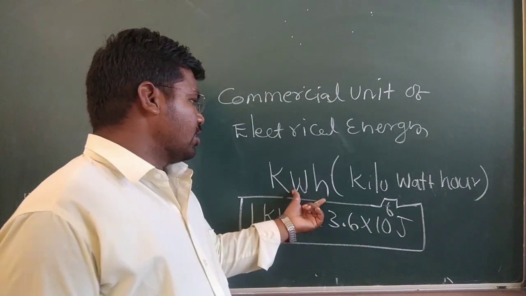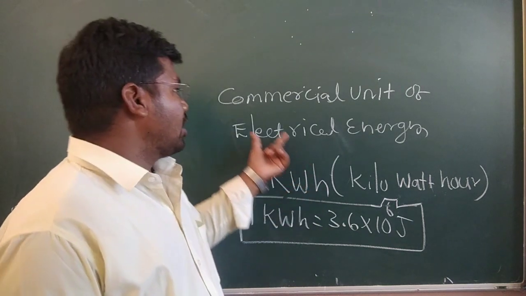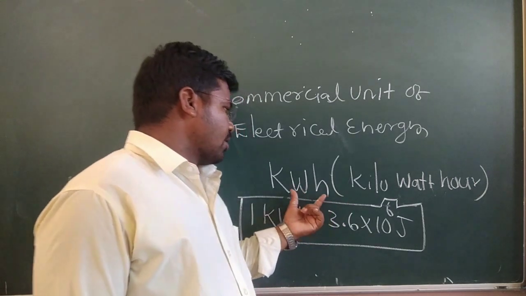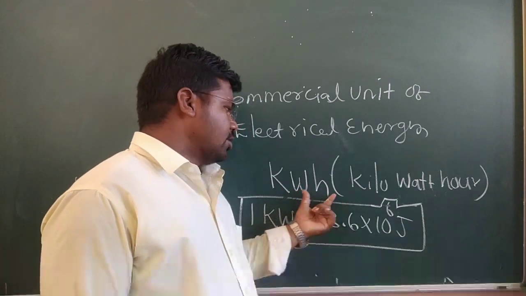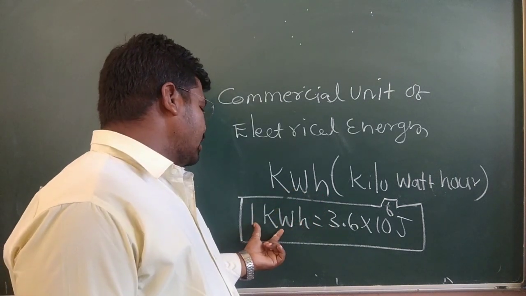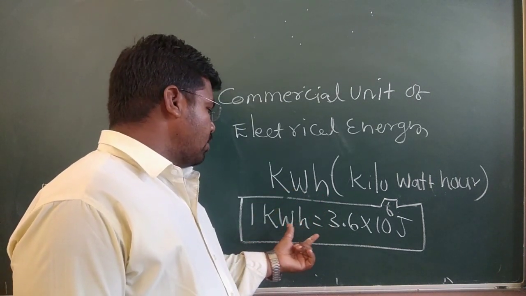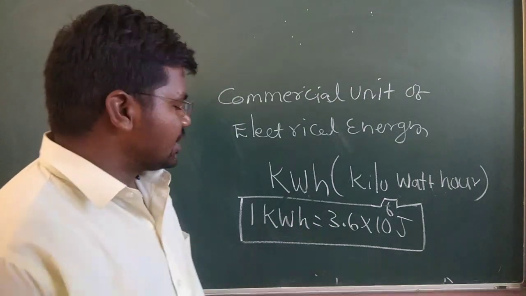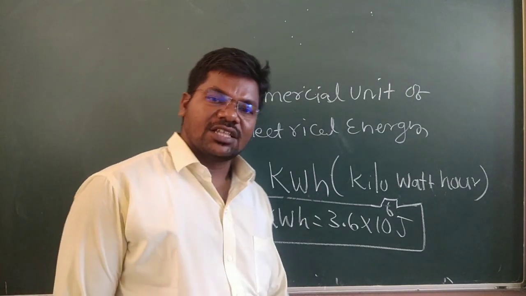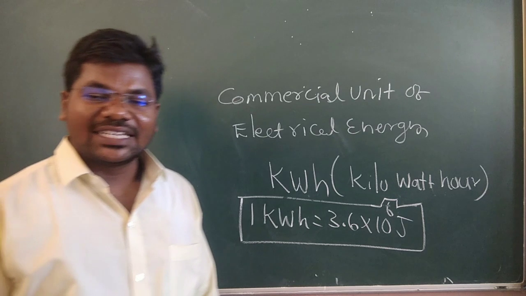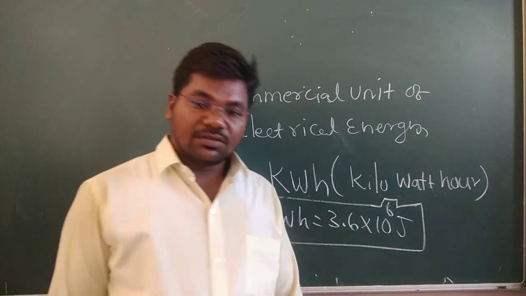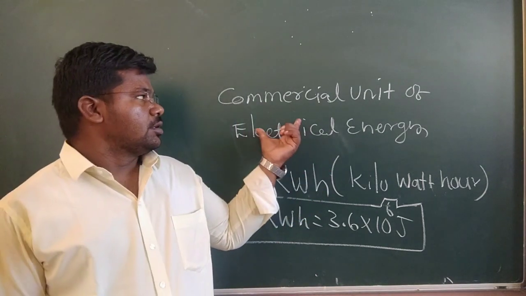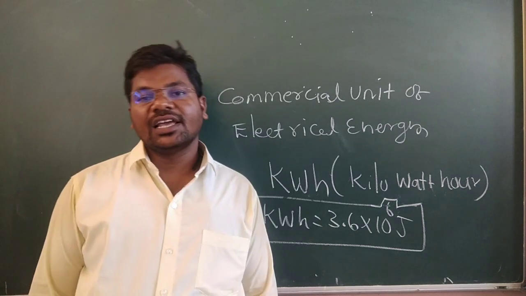1 kilowatt hour is the commercial unit of electrical energy. Kilowatt hour, not per hour, kilowatt hour. 1 kilowatt hour is equal to 3.6 into 10 power 6 joules. Kilowatt hour is the commercial unit of measuring electrical energy.